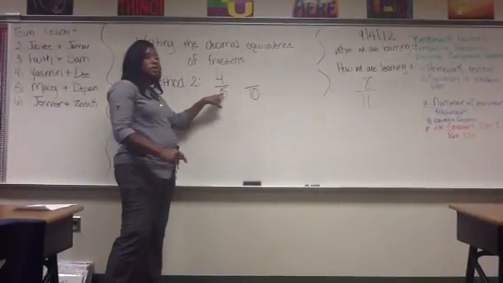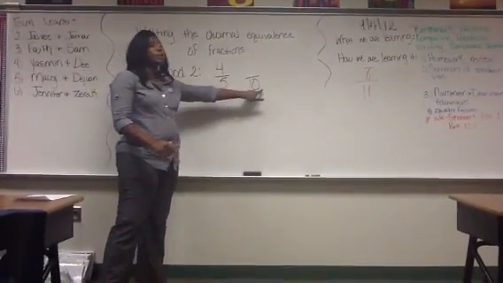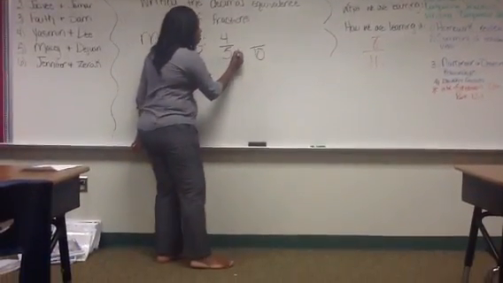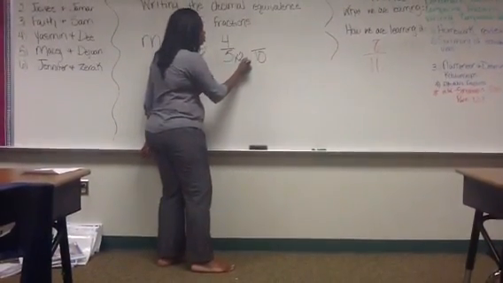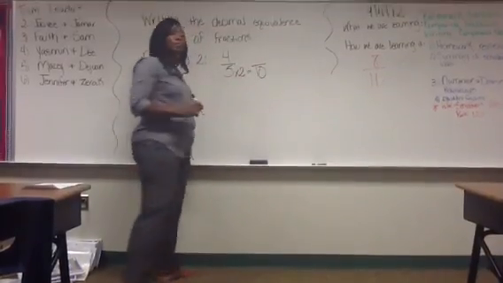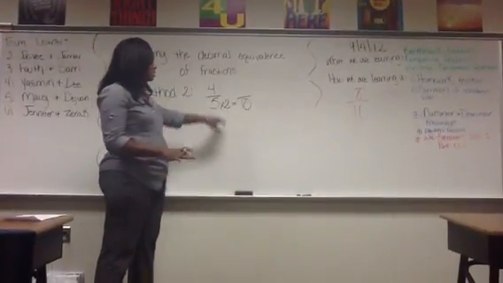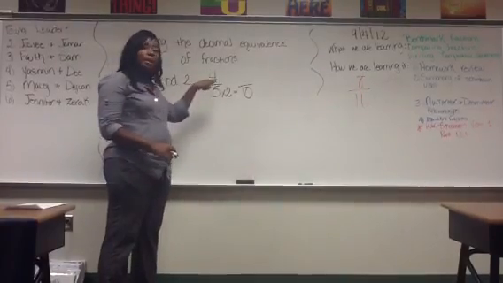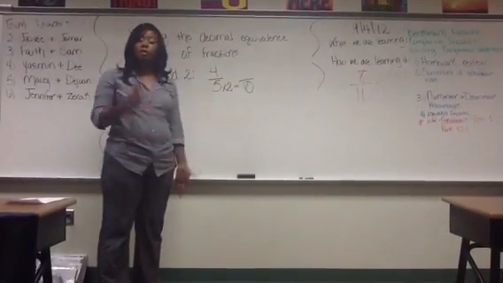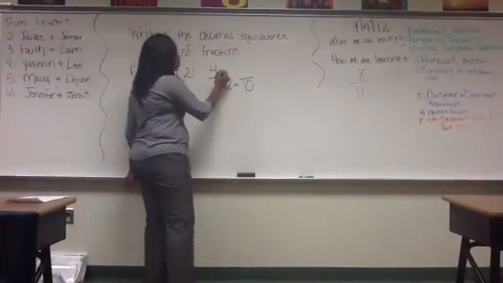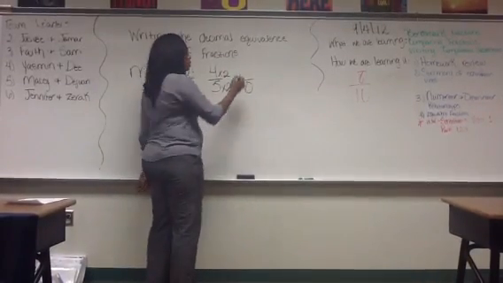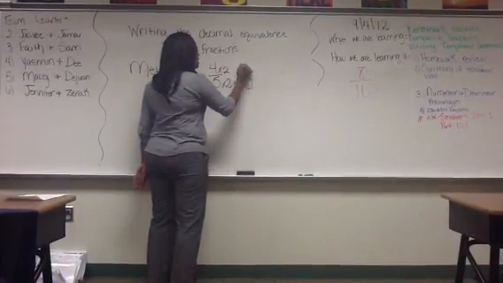How could I change this 5 to a 10? If you're thinking times 2, you're right. Since I did times 2 in the denominator, what might I want to do in the numerator? If you're thinking multiply by 2 up here as well, you are correct. 4 times 2 would be 8.